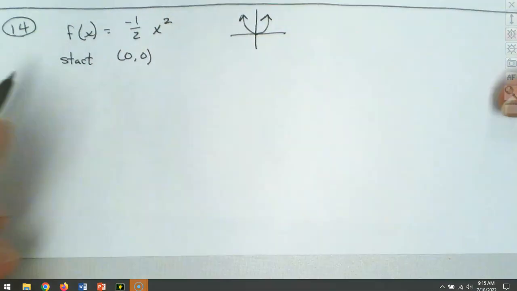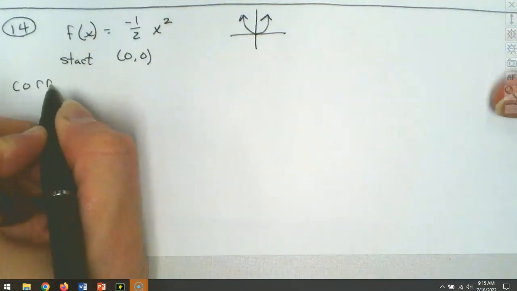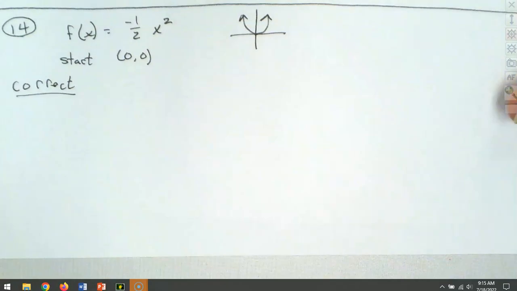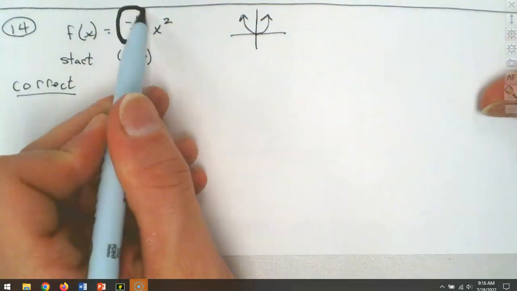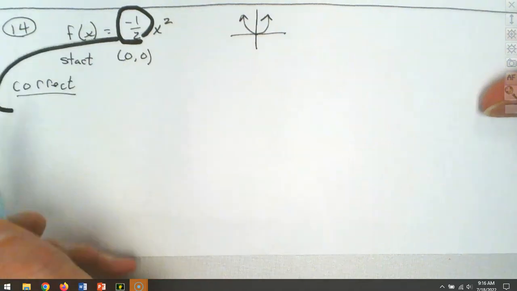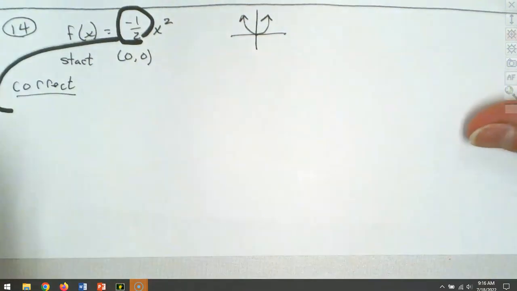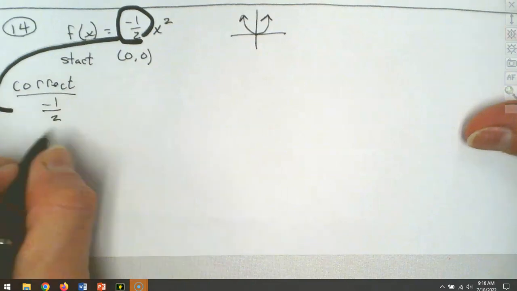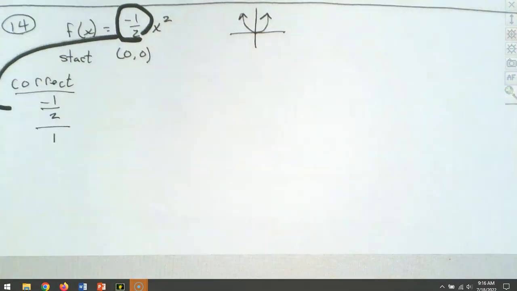Now this is going to be the correct way of looking at it. When we look at that out in front, that is a minus 1/2. And we're going to have to write that as a minus 1/2 over 1. So this is going to be the correct way of doing it. I'm going to show you the correct way, and then we're going to talk about why, if we did it a different way, your graph would look wrong. And you'll see the difference.